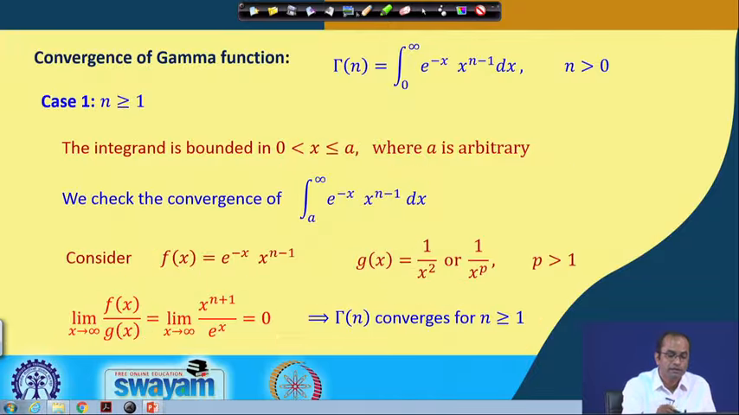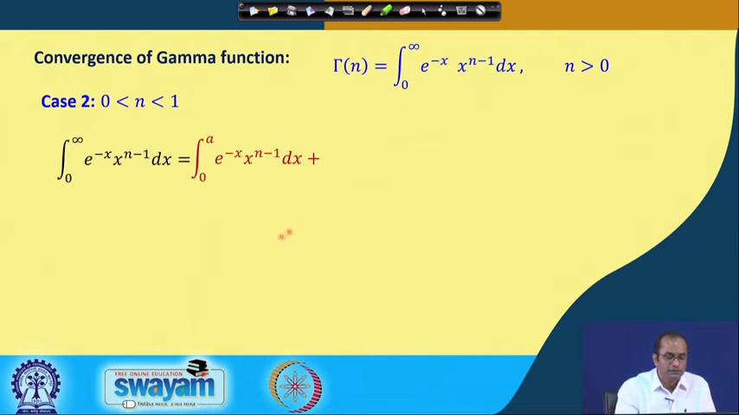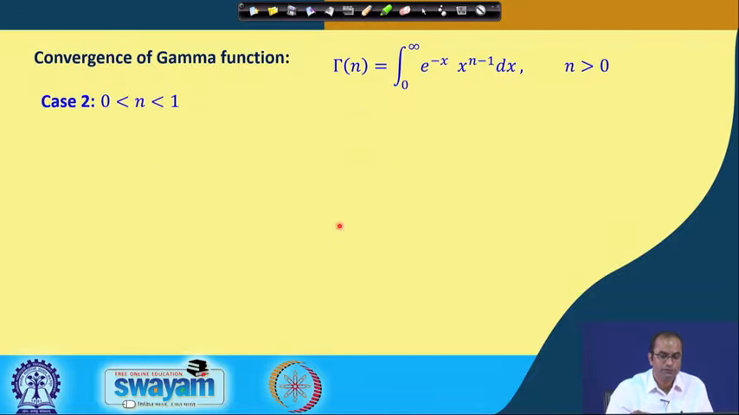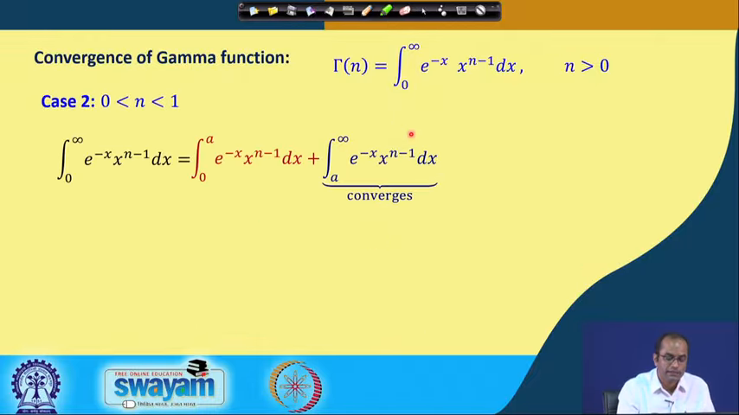Now, we will consider the second case, which is 0 to 1, when n is lying between 0 and 1. So, in this case we have this integral. Again we have taken 0 to a and a to infinity. Based on the earlier study, this converges again, with the same argument which we have used here. We will choose this function, and again when n is between 0 and 1, the same limit we will get 0, and since this integral g converges, the other one will also converge. So, in that case the second integral converges.